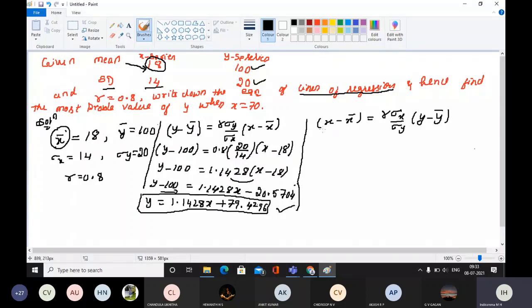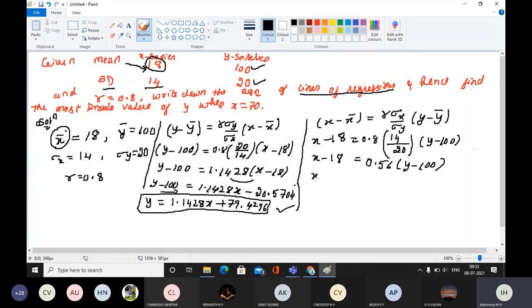Similarly, we have to find the second regression line by substituting the given data. So x minus x bar, which is 18, is equal to r, which is 0.8, into sigma x, 14, by sigma y, 20, into y minus y bar, which is 100. Simplify: x minus 18 is equal to 14 by 20 into 0.8, which is 0.56, into y minus 100.